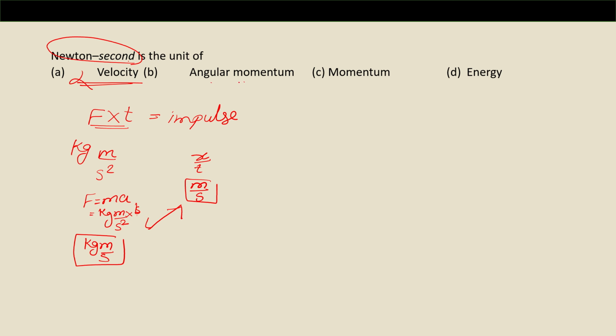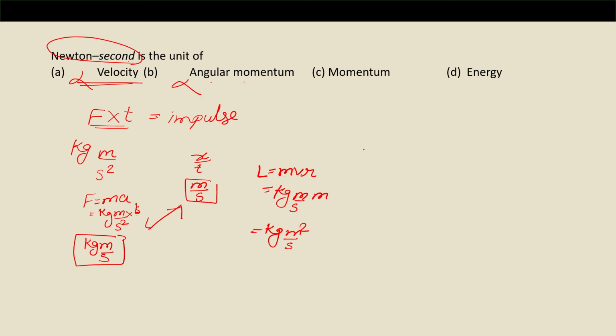Now angular momentum. See, angular momentum L is what? MVR, that is mass into velocity into distance, radius basically. So this is kg. Velocity is meter per second and radius is measured in meter. So this will be kg meter square per second. So this is again a wrong option.